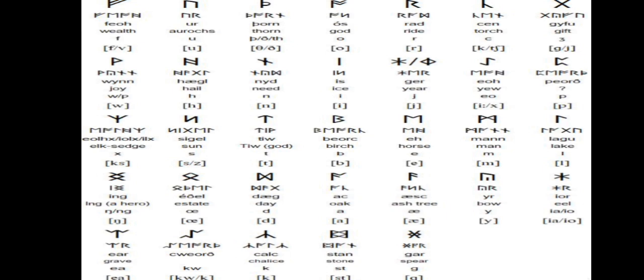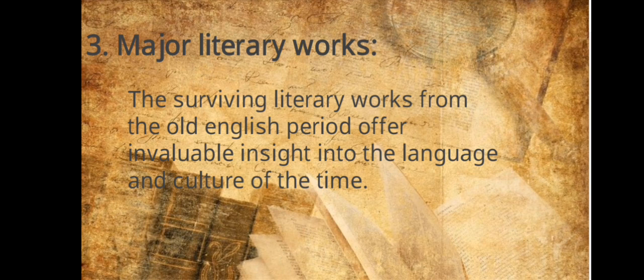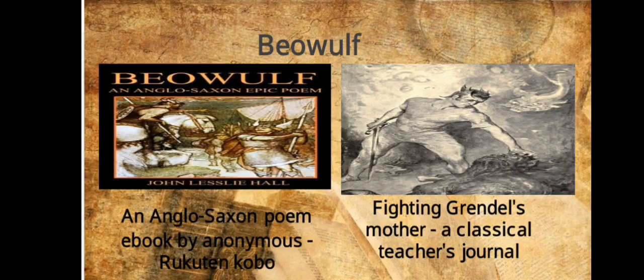Next, we have the major literary works. The surviving literary works from the Old English period offer invaluable insight into the language and culture of the time. So we have here some examples. First, Beowulf, an epic poem considered the most important work of Old English literature. Beowulf is considered the most important work for several reasons.